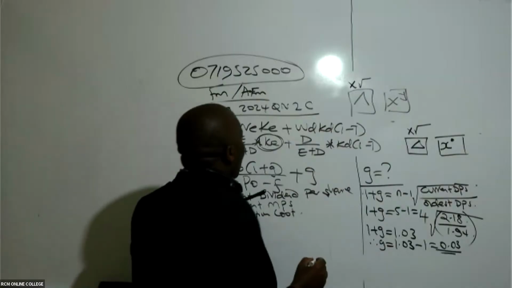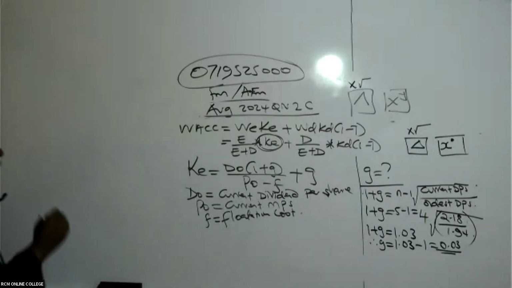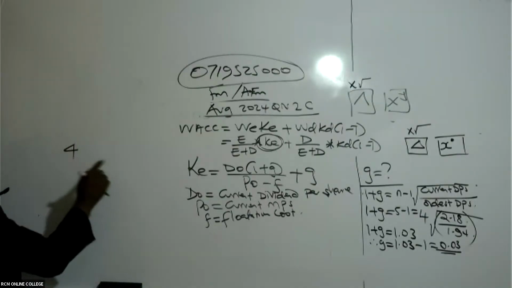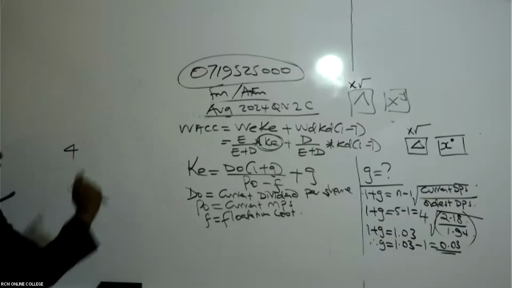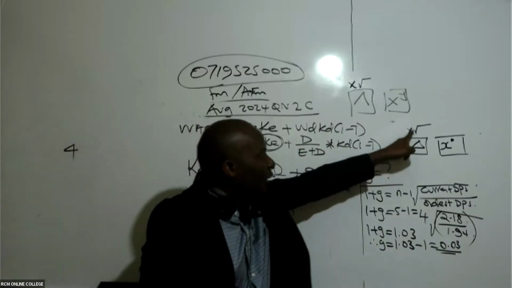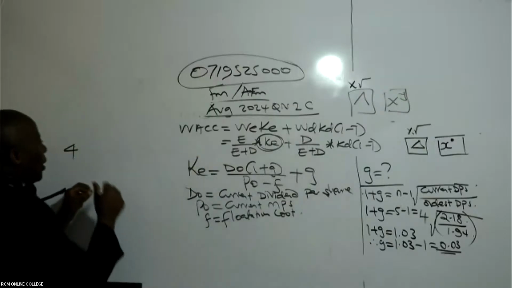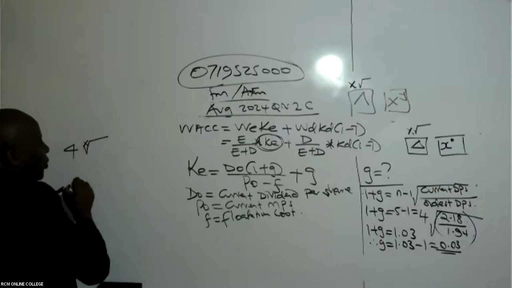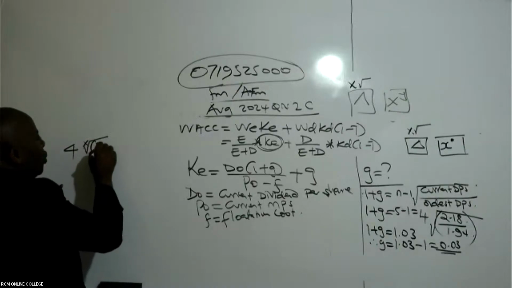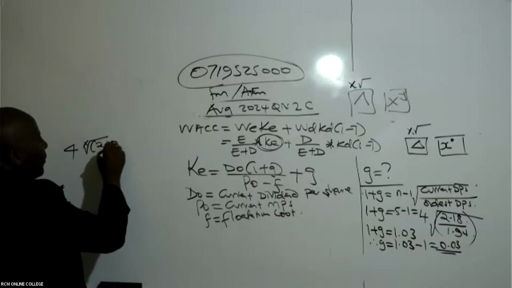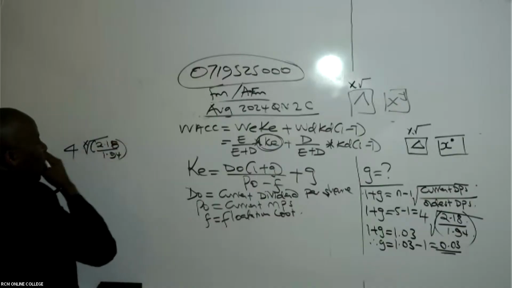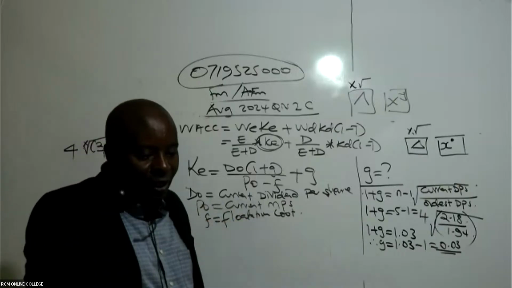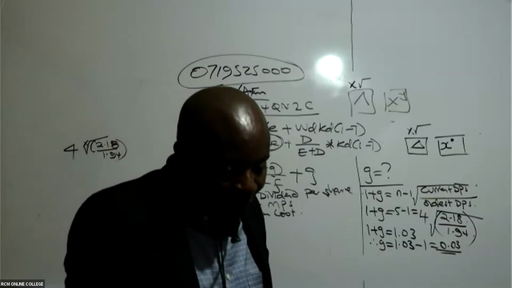I will press 4 first because I want the fourth root. Then I'll press shift, shift raised to, to go to the second function. When I say shift raised to, I'll be able to see this x root. Then I punch in 2.18 divided by 1.94 and press equals. Then we'll be able to see that answer of 1.03.